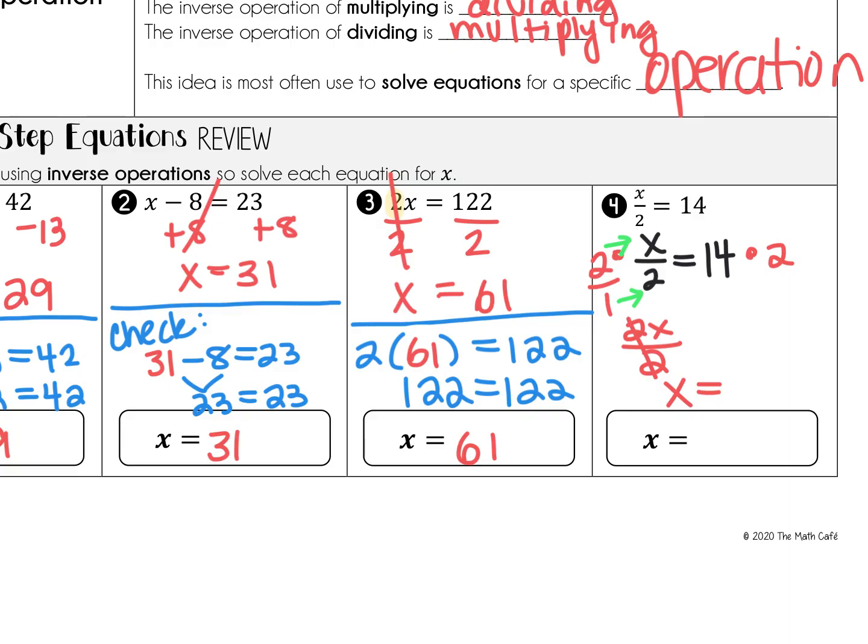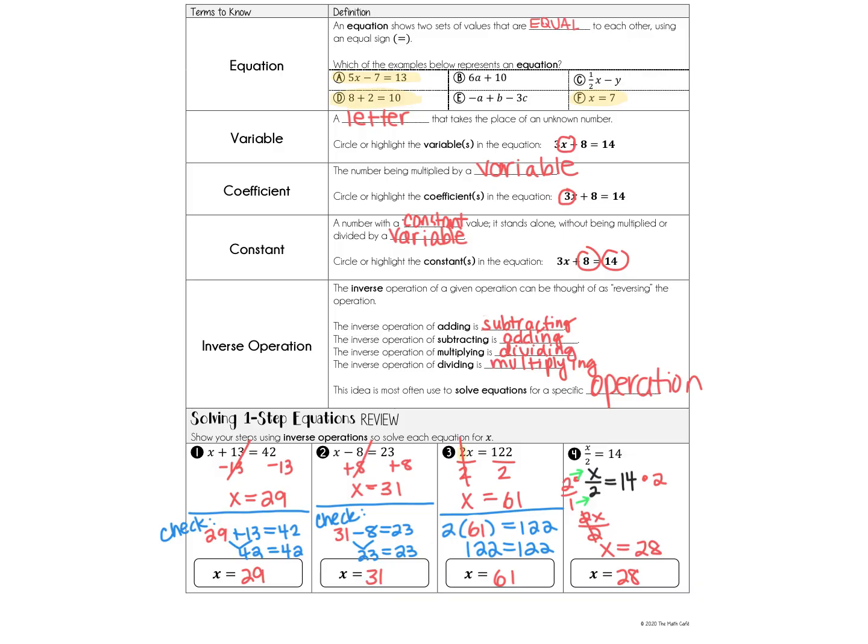And on the right-hand side, the product of 14 and 2 is 28. We don't have a whole lot of room for our check, so we'll go ahead and just do that mentally. The original equation is x over 2 equals 14. If we change x to 28, 28 divided by 2 is 14, so we can confidently say that our solution is 28.